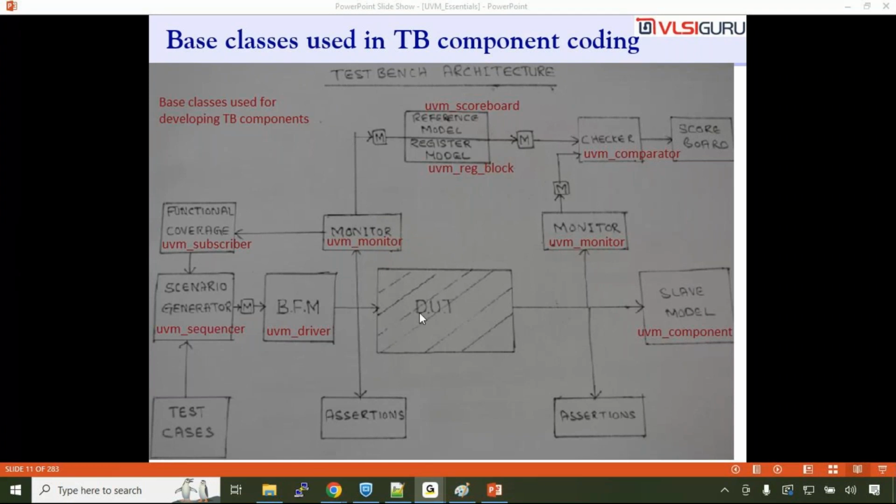Because when you extend your driver from UVM driver, whatever is the common functionality of a driver is already present in UVM driver. You just have to update it with your new functionality. Okay, so let's go back.